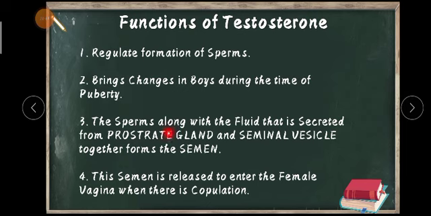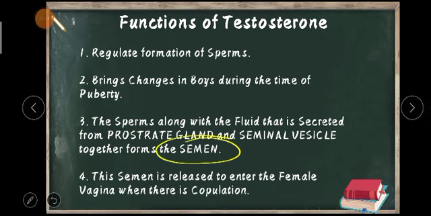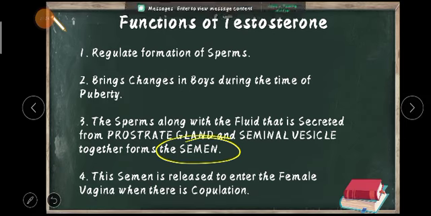The third is that the sperms, along with the fluid that is secreted from the prostate gland and seminal vesicle, together form the semen. This I already told you: the testes produce the sperms, and along with the sperms, the prostate gland and the liquid present in the seminal vesicle together form the semen. This amount of semen is also controlled by the testosterone hormone. How much semen will be produced is also controlled by testosterone hormone. Is it clear?